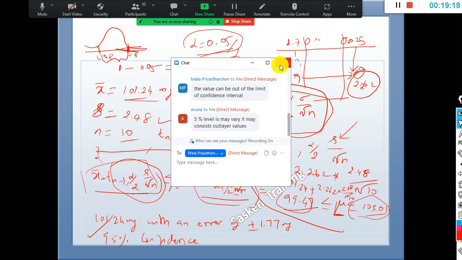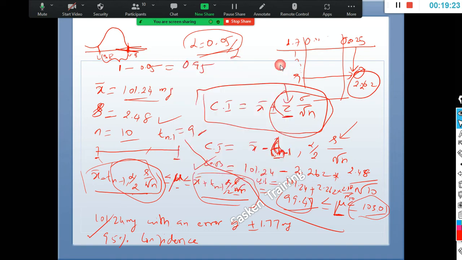Yes, very good, Mala. Mala answered correctly. Aruna, it may vary, it may consist of outliers. Well, it is not an outlier, but you are somewhat close to that answer, Aruna. So there is a 5% chance the true population mean may not fall between these two values. That's what I was telling you with the analogy, right?